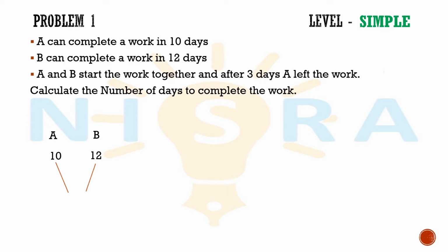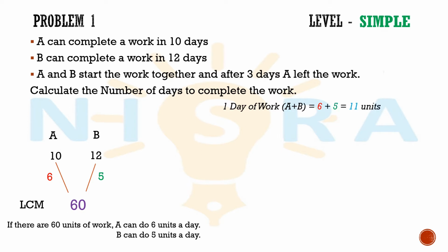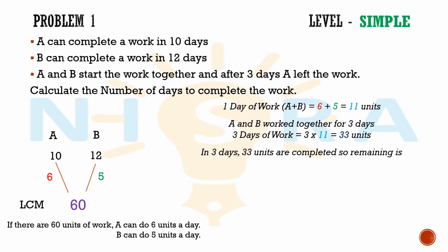We have to calculate the LCM of 10 and 12, which is 60. Then divide 60 by 10, which will give you 6, then by 12, which will give you 5, which means if there are 60 units of work, A can do 6 units a day and B can do 5 units a day. So 1 day of work, that is A plus B, is equal to 6 plus 5, which is 11 units. A and B work together for 3 days. So 3 days of work is equal to 3 into 11, which is equal to 33 units. So in 3 days, 33 units are completed.